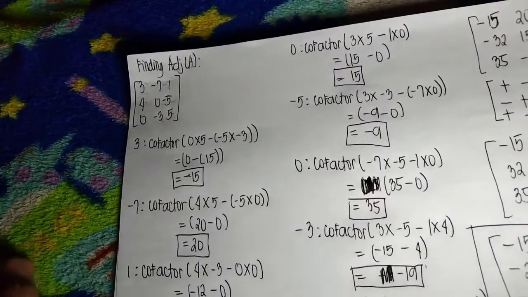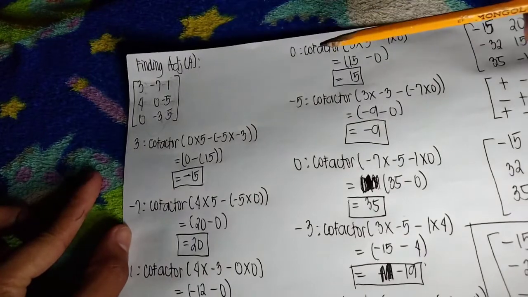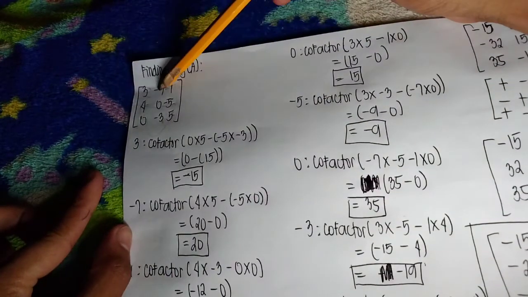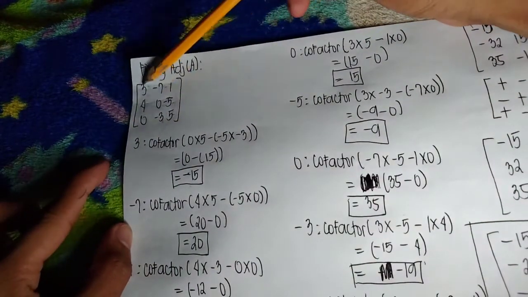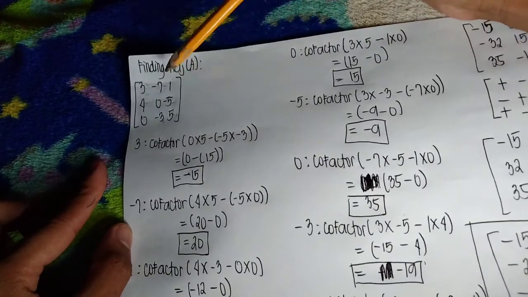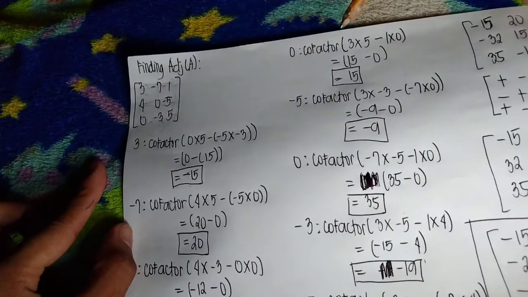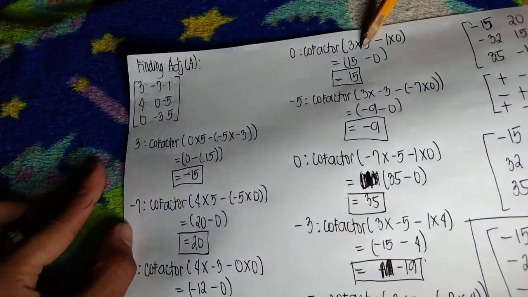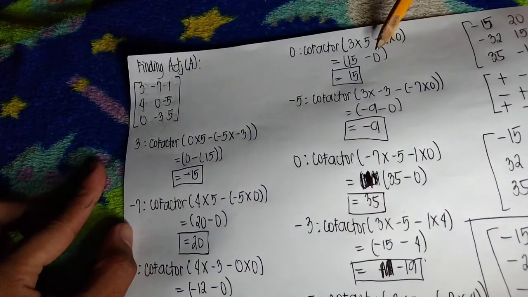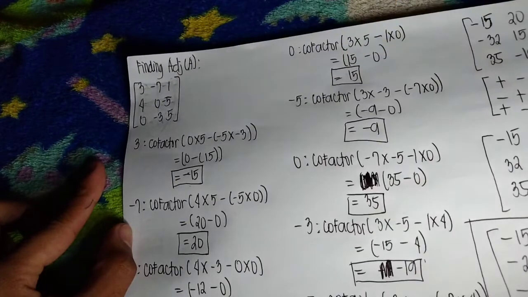Kuha lang. So, another, 0. Cover lang yung vertical at saka horizontal. Ang naiwan is 3 times 5 and minus 1 times 0. So, 3 times 5 is equals to 15. 1 times 0 is equals to 0. And 15 minus 0 is equals to 15.